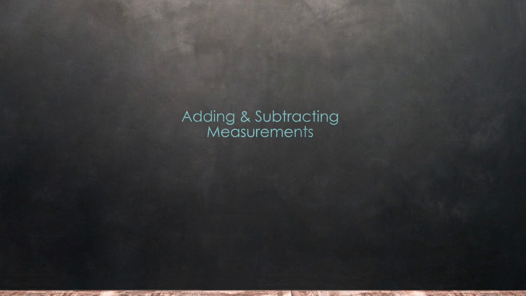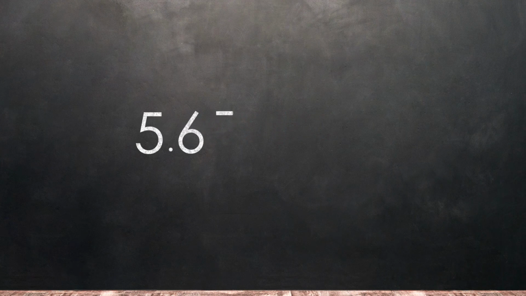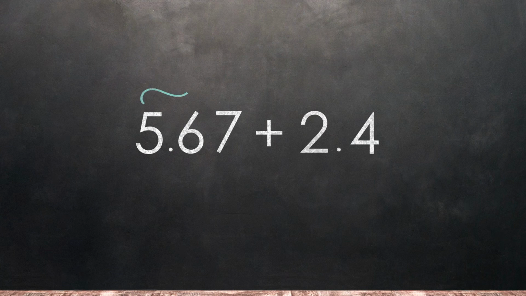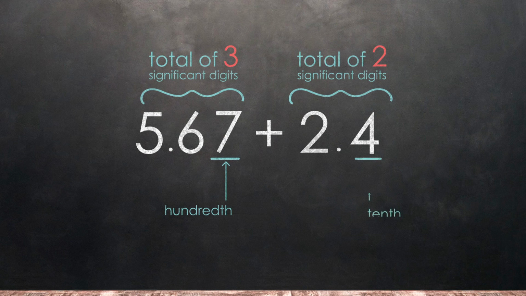When adding and subtracting measurements, we follow a slightly different rule. Suppose we want to add 5.67 and 2.4. 5.67 has 3 significant digits and is measured to the nearest hundredth. 2.4 has 2 significant digits and is measured to the nearest tenth.